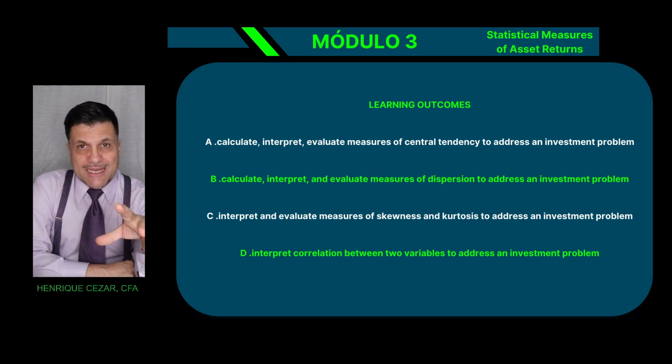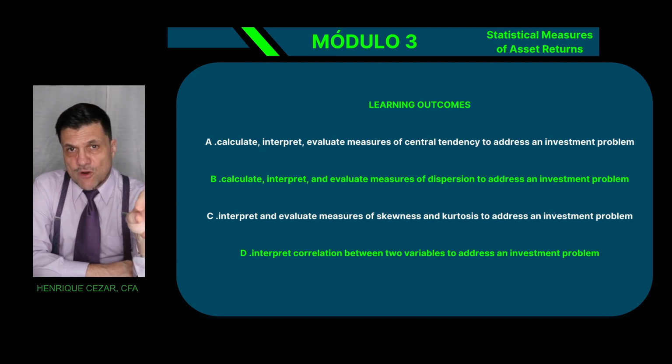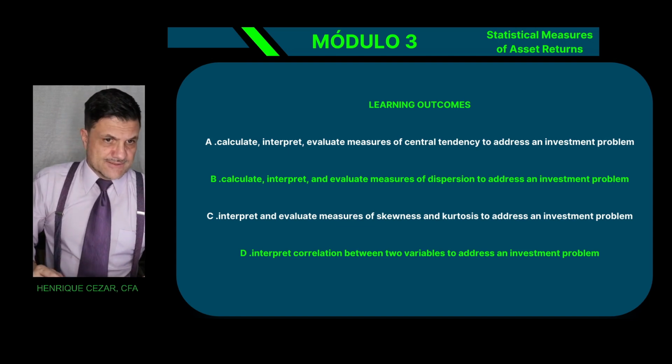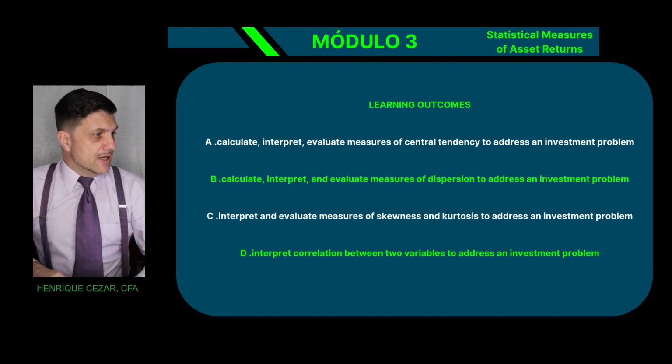Again, this learning module 3 is one of those that you're going to need some prerequisites on statistics. If you don't know what a normal distribution is, don't know what the average is, you don't know what skewness, kurtosis, mode, median, standard deviation, deviations, variances are, you're going to need to do a review of the prerequisites.